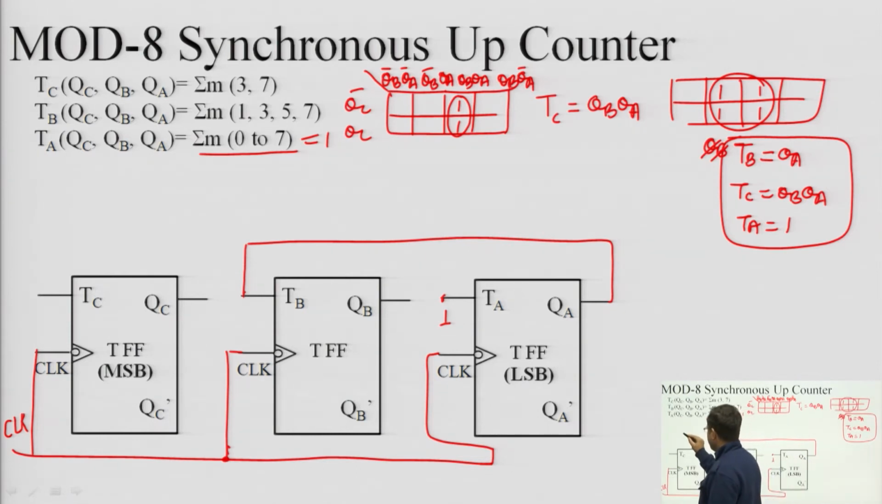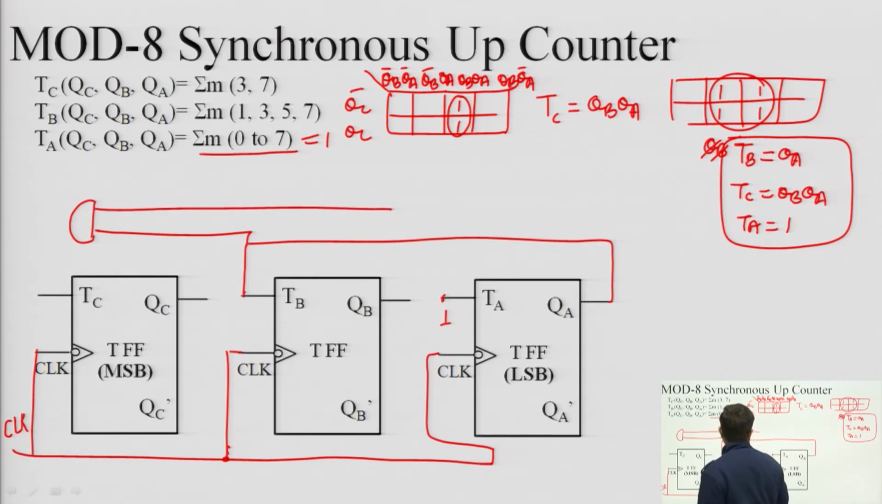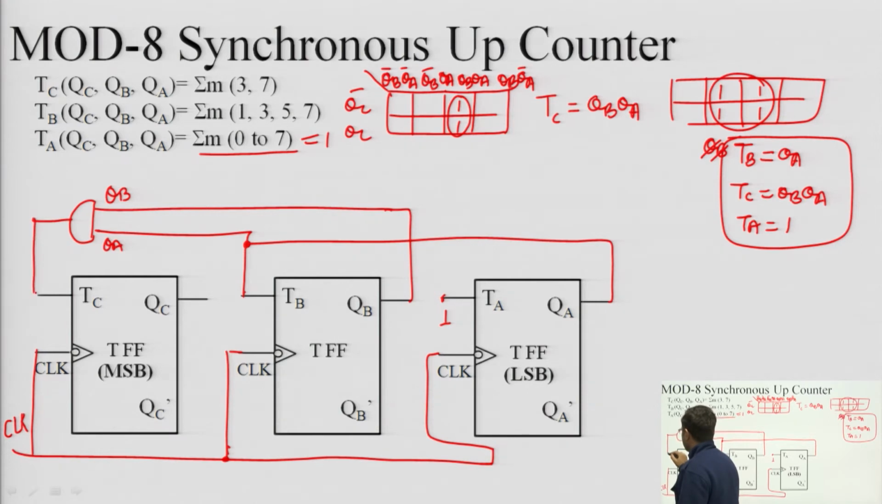So, I need an AND gate. QB is this one and QA. Sorry, this is QA actually. For QB I am connecting here. So, this is QB and this is QA. The product of both of these will be connected to TC. So, these are the input connections.